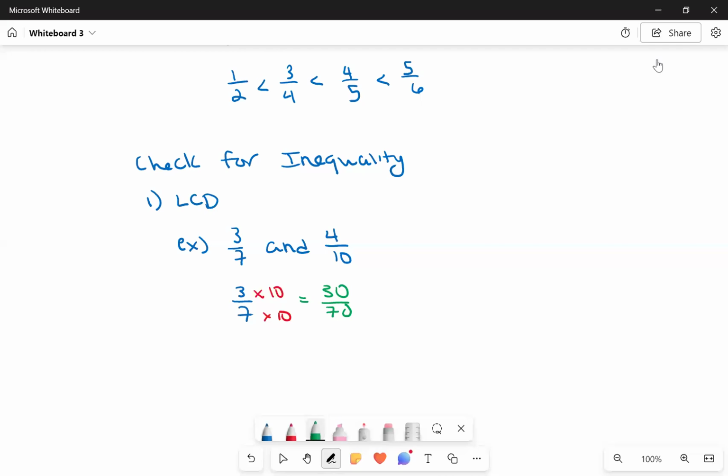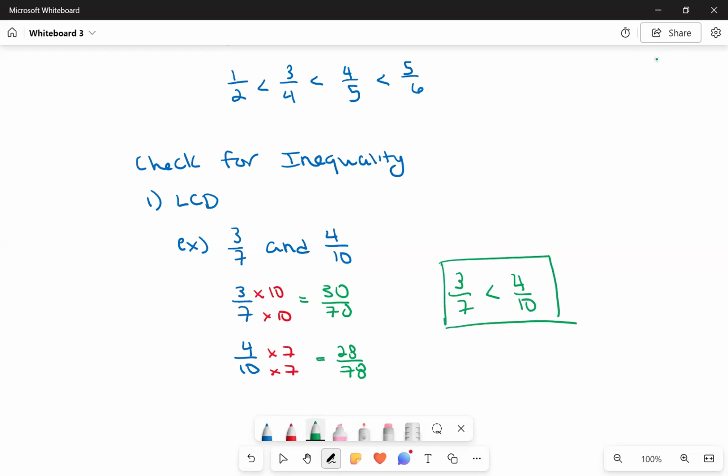And then I'm going to take 4/10 and multiply top and bottom by 7. And that gives me 28/70. And I'm like, aha! So now I can tell 4/10 is bigger. If I wanted to write an inequality, 4/10 would be the bigger one, making the alligator mouth face the bigger fraction. Oh, I just realized I wrote an 8 instead of a 70. Sorry about that. 70.